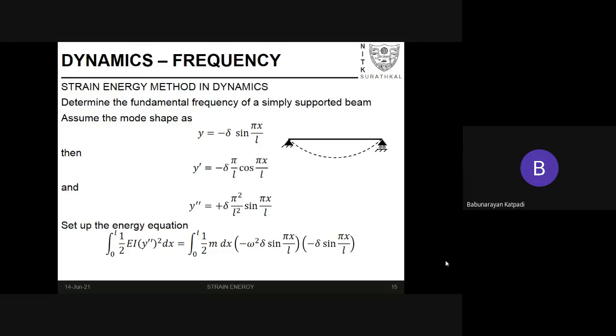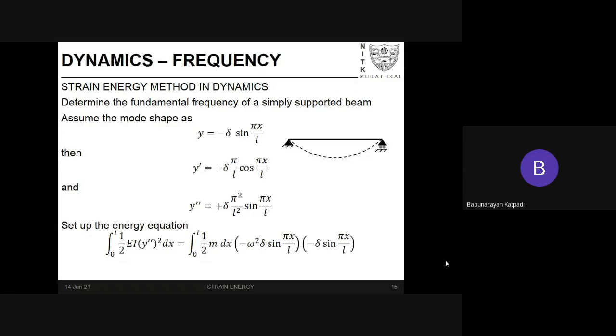We equate this internal work or strain energy to external work. External work will be mass into acceleration into distance by 2. We take a small element, and for this elemental size of dx, the mass should be m into dx, because m is mass per unit length, but half is average.